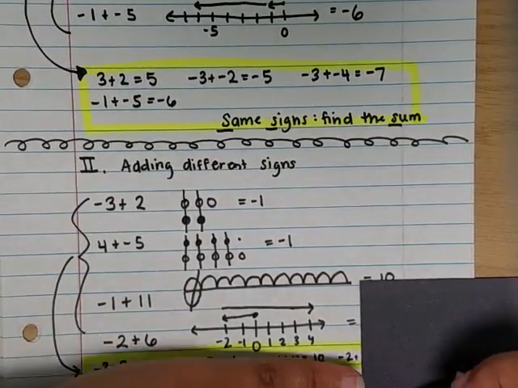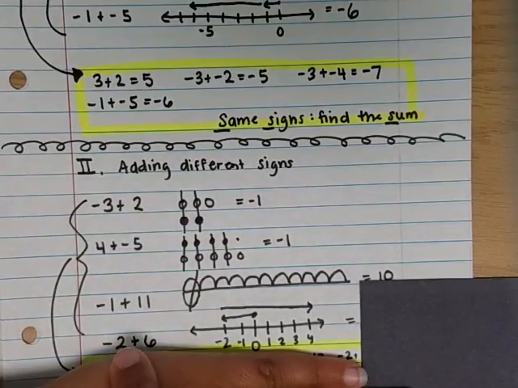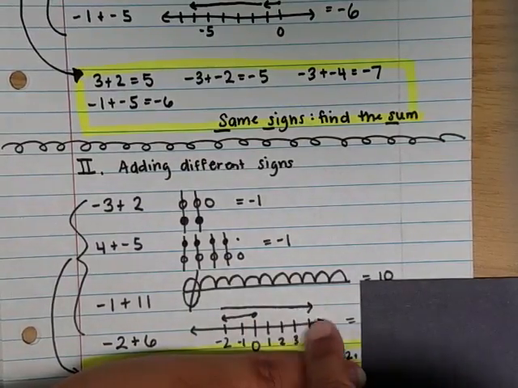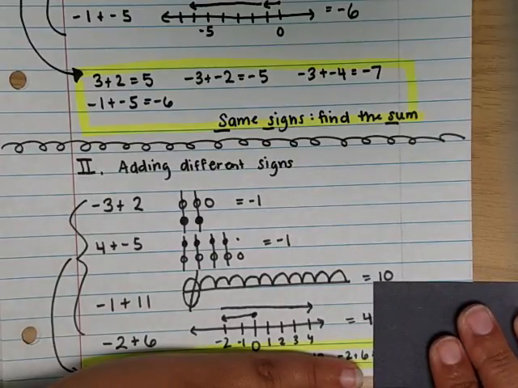Sorry. Then my last example is negative 2 plus 6. So here's negative 2 on the number line. I want to go forward 6, and it puts me at positive 4.